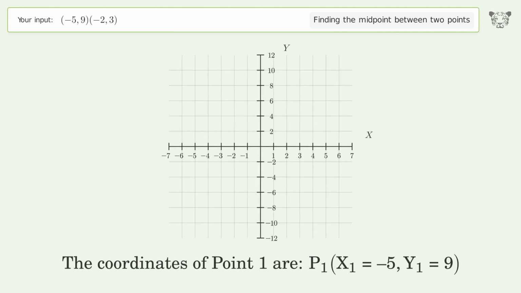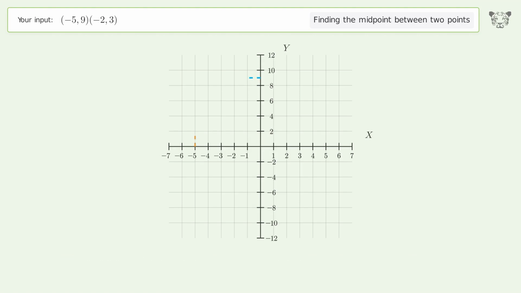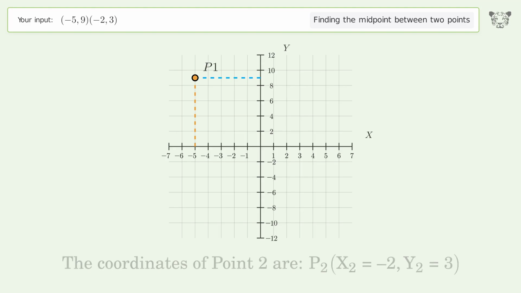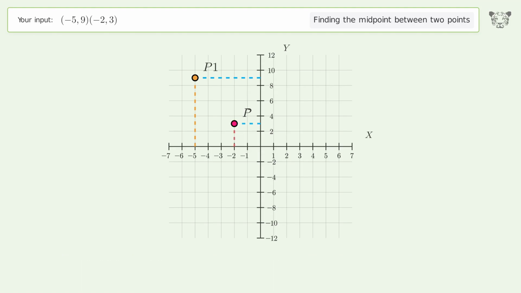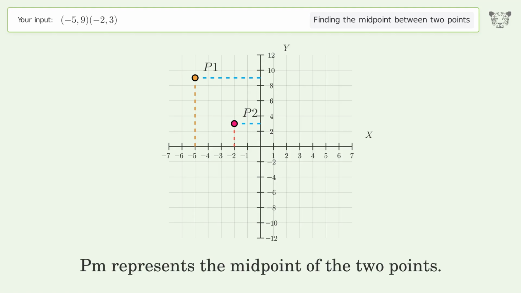The coordinates of point 1 are x1 equals negative 5, y1 equals 9. The coordinates of point 2 are x2 equals negative 2, y2 equals 3. PM represents the midpoint of the 2 points.